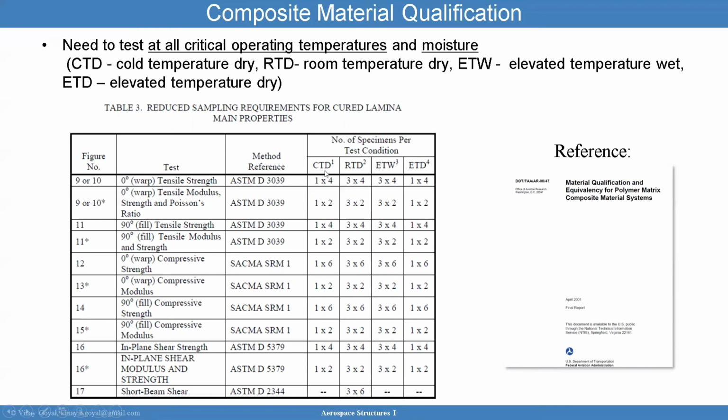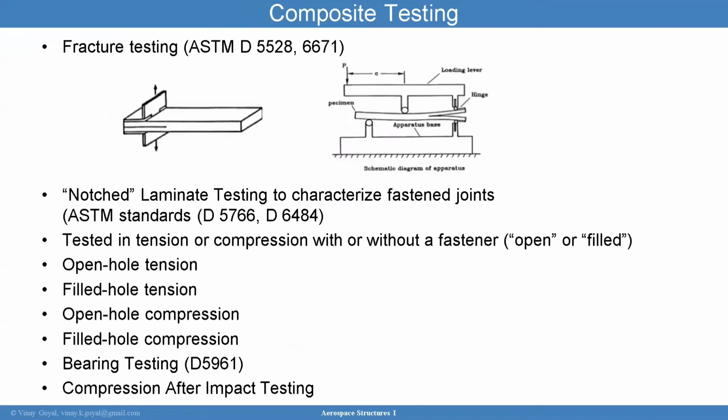And I need to test this at cold dry, room temperature dry, elevated temperature wet, and elevated temperature dry, because for composites, the strength can change depending upon whether the environment is dry or moist, or whether it's cold or hot. So something to keep in mind as you develop a test matrix: make sure it's comprehensive, that you have enough test samples to calculate an allowable, which I'll be discussing very soon.